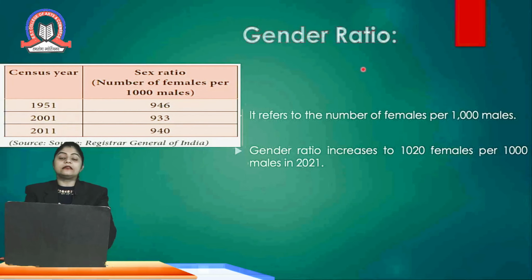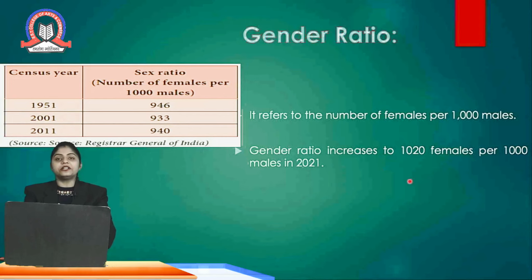The third is gender ratio. It refers to the number of females per 1,000 males. In the year 1951, 946 females were there per 1,000 males. Then later in 2001 it declined to 933 females per 1,000 males. Then it went to 940 females per 1,000 males in the year 2011. I would like to share that in 2021, for the first time in the history of India, the females are more than the per 1,000 males.